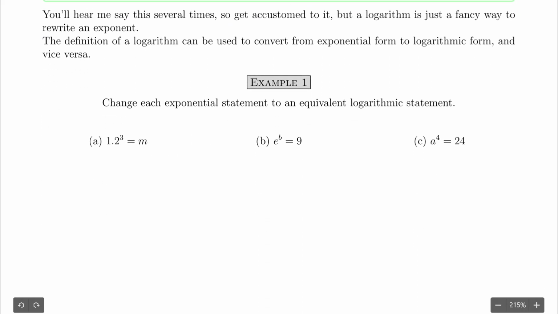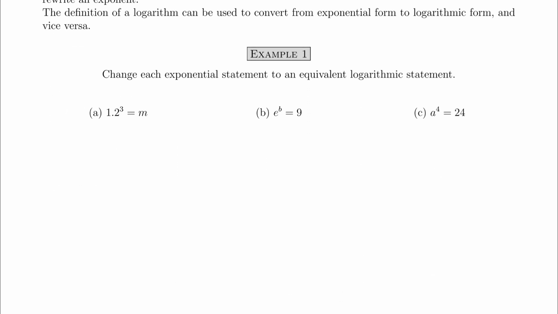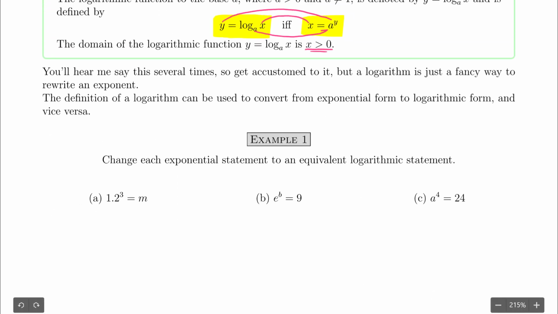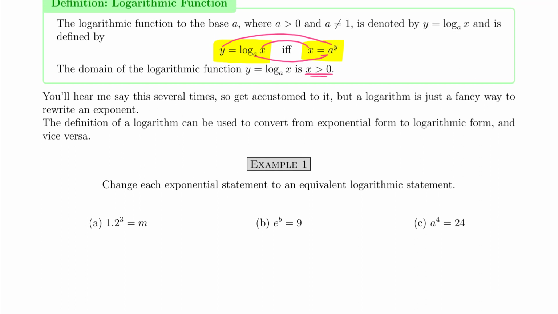For example 1, we just want to take each exponential and write it as a logarithm. I'll try to see if I can fit everything on the same screen here. Here we have 1.2 to the third power is equal to m. If we write that as a logarithm, we have log base 1.2 of m equals 3. We're going from what's on the right to the left, and that gives us the way to write the logarithm.